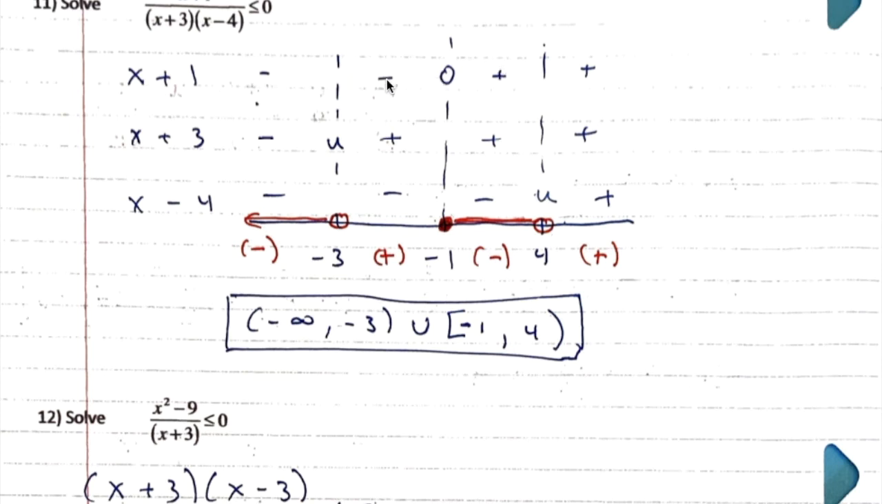So here you can see I'm just going negative, negative, and then 0, positive, positive. For this one, here's our undefined point. So it's going to be negative to the left of the 0 and positive to the right of the 0. And for this one, here's our 0 over here, and we're going to be negative to the left of the 0 and positive to the right of the 0.